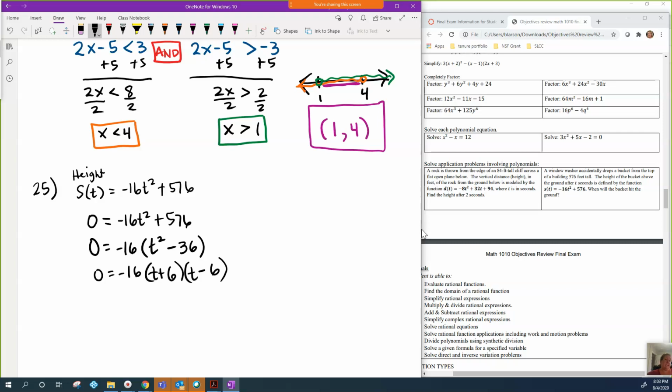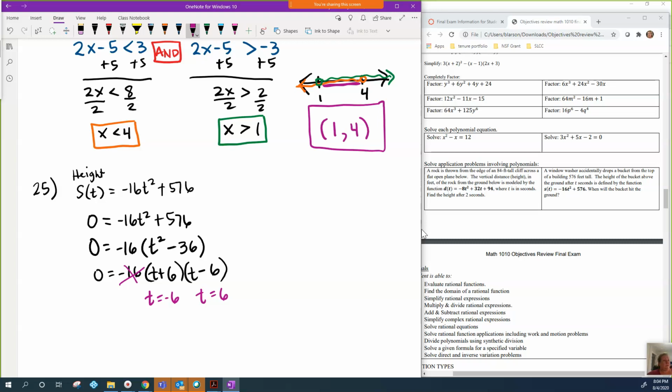Right? So then I set each part equal to 0. Well, this first part here, this negative 16, there's no t to solve for, so I don't need to worry about that one, right? But if I set the other parts equal to 0 and solve it, I get t equals negative 6 and t equals positive 6. Okay, but in the context of this problem, only one of these answers makes sense, right? Remember, t is time in seconds.